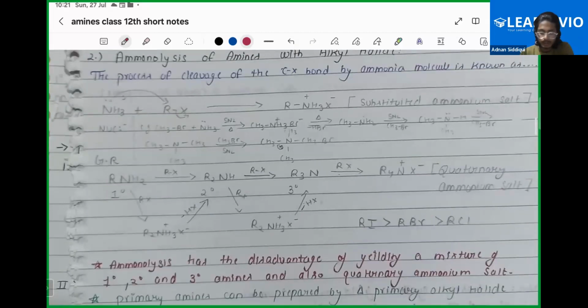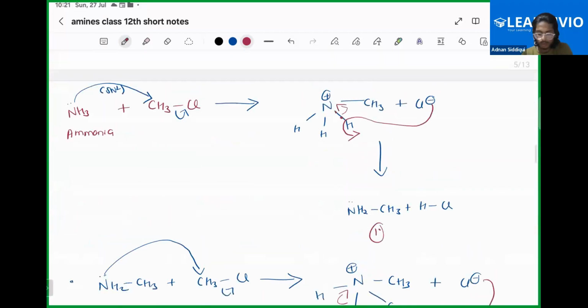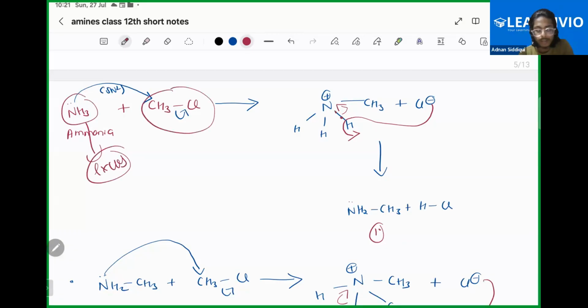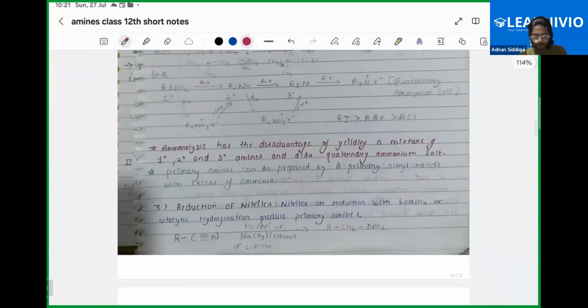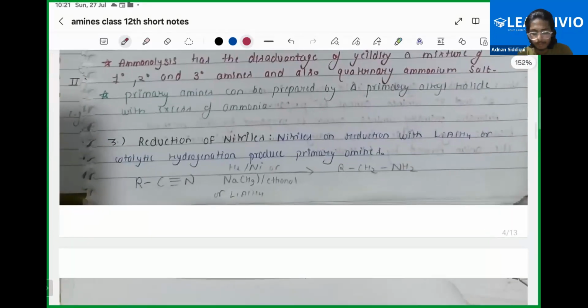Suppose you want to stop your reaction here. You want to make just 1 degree amine and you want your reaction to be stopped here. Then you will take ammonia in excess, in very high amount, so that it won't react to your alkyl halide again and again. So if you want to prepare primary amine only, then you will use your ammonia in excess. Otherwise, you are going to get the mixture where you will observe 1 degree plus 2 degree plus 3 degree plus quaternary ammonium salt. Is it making sense? Yes, sir.